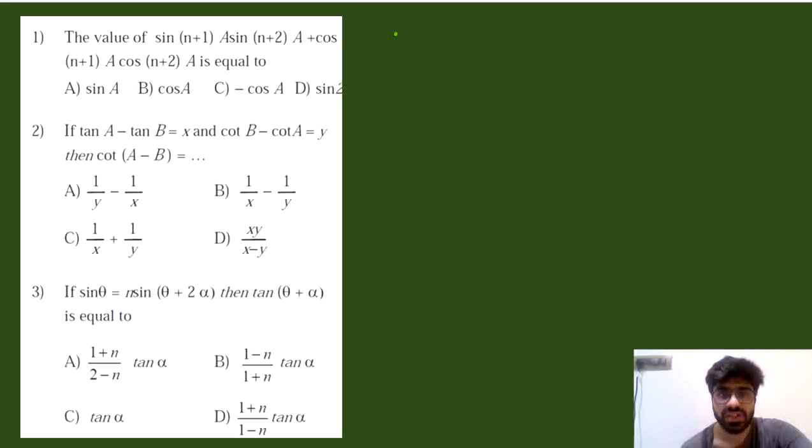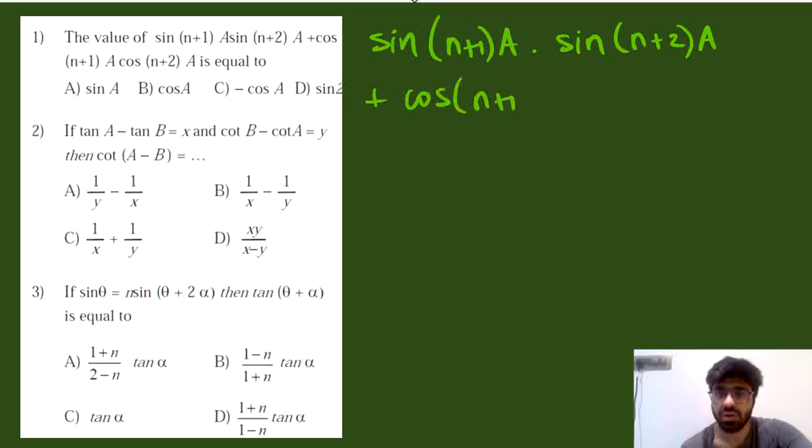The value of sin (n+1)a into sin (n+2)a plus cos (n+1)a into cos (n+2)a will be equal to what? Just in case you're not able to read that properly, I'll write that down over here. It is sin of (n+1)a into sin of (n+2)a plus cos of (n+1) into a into cos of (n+2) into a.